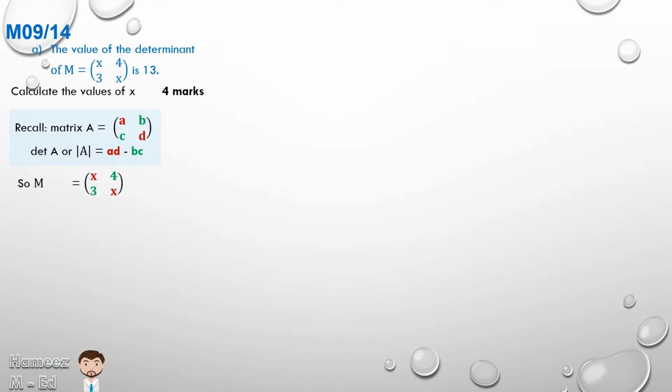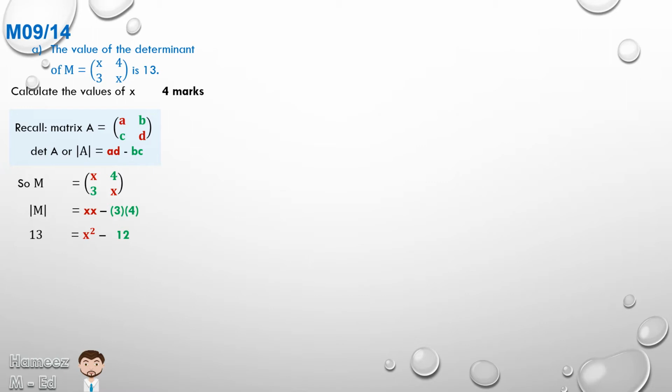So M is equal to x, 4, 3, x, as was given above. So the modulus of M, or the determinant of M, is equal to multiply the red terms, x by x, minus multiply the green terms, 3 by 4. And we know the determinant of M is 13, so let's substitute that. 13 is equal to x squared minus 12.